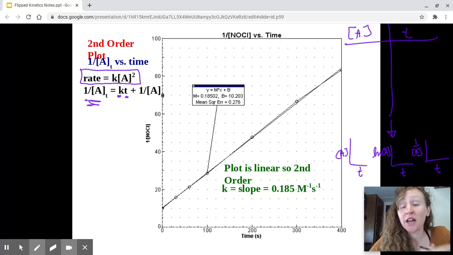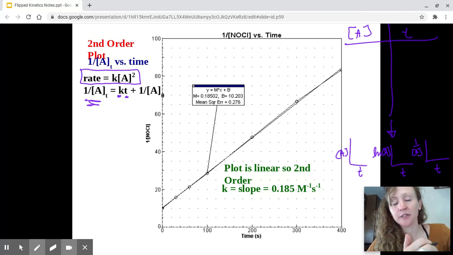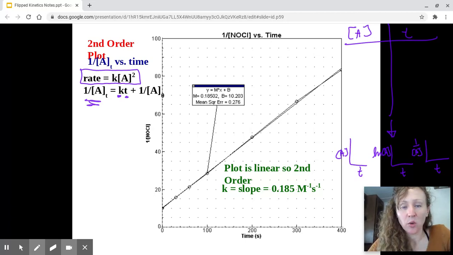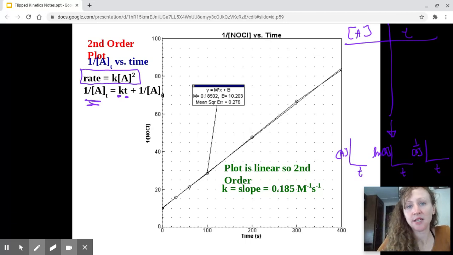And then whichever one comes out linear, that's the order. So one of the 3 should come out linear for most reactions. And then that's going to be the order of the reaction. Whichever one comes out linear indicates that for you.